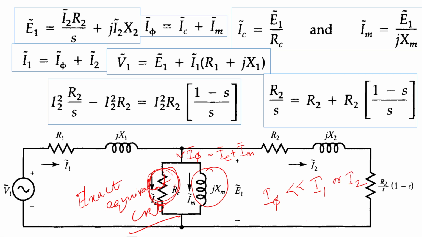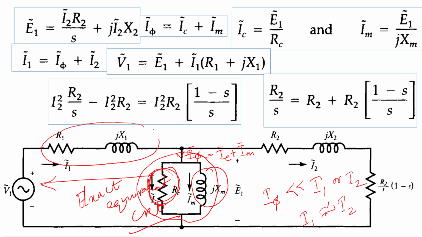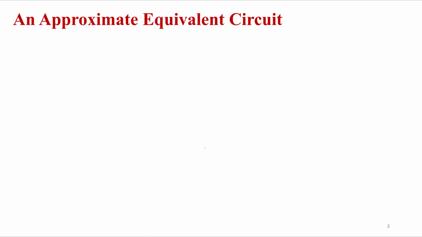That means we can certainly say that I1 is approximately equal to I2, where if I shift this whole parallel branch to this side, and move the R1 and jX1 to this side, then there will be very little error in this approximation, right? So we'll have a very negligible error. Therefore we can very easily consider this approximation in order to simplify the calculations we are doing, right?